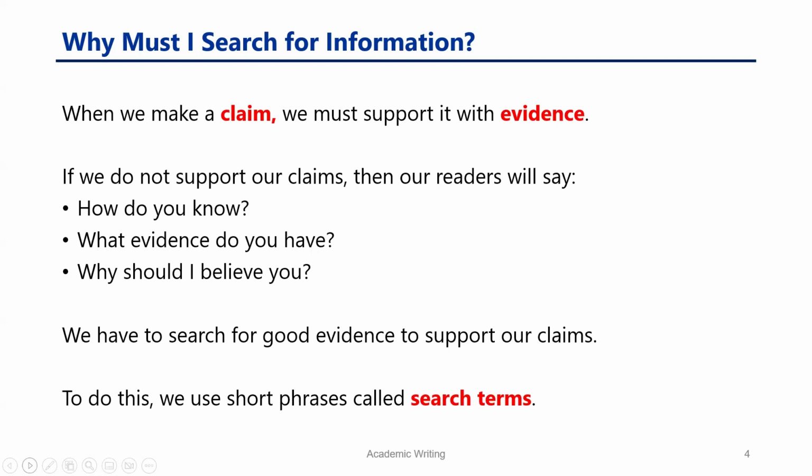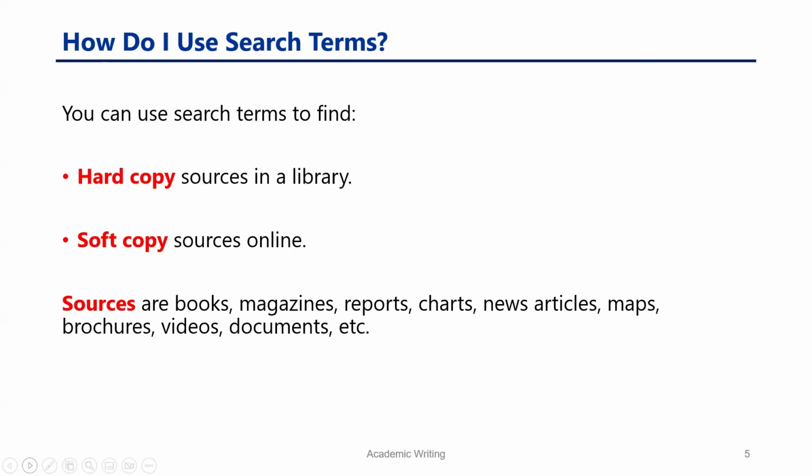And to do this, we use short phrases called search terms. So let's learn some more about search terms. These short phrases called search terms are something you can use to find hard copy sources in a library or soft copy sources online. And throughout this course, when we use the term sources, we mean books, magazines, reports, charts, news articles, maps, brochures, videos, documents, anything that we might use as a source of information in our papers.